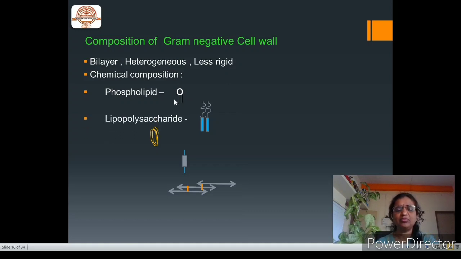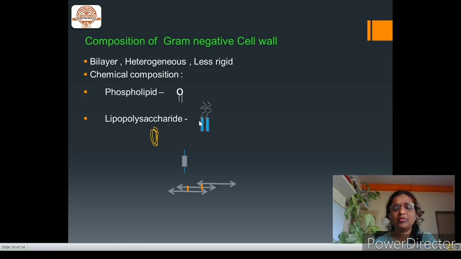Second component is lipopolysaccharide. In a further slide we will observe the arrangement of these phospholipids and all these chemical constituents in the gram-negative cell wall.